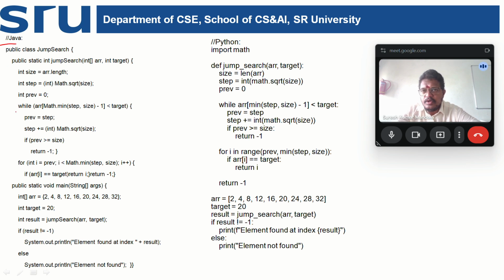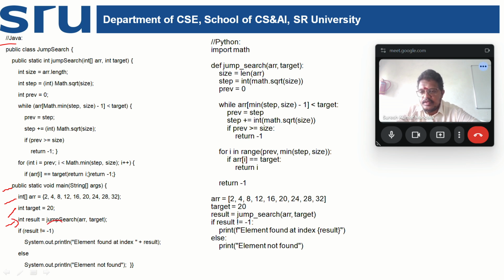This is the Java program we are having. We start from the main method. Within that, we are declaring the array with the same values, the target value is also declared here, and the result value is also declared here.